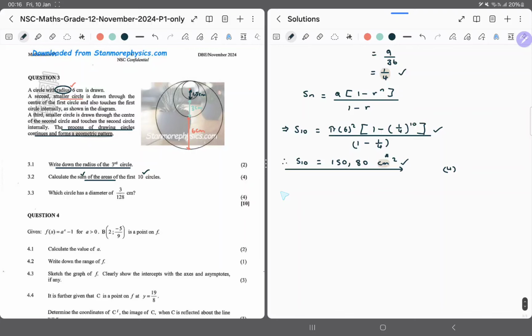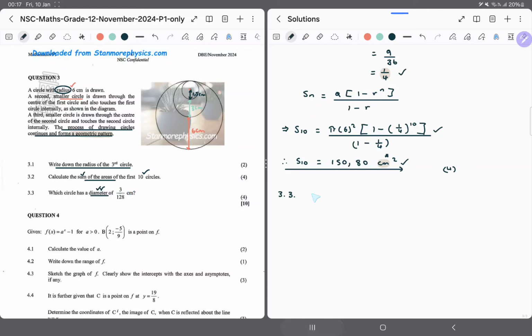So let's look at 3.3. Let's not make this too long. It says now, which circle has the diameter 3 over 128 centimeters? Can you see? It's still related to the radius. So this means it's still a geometric pattern. There's no need to sweat here.